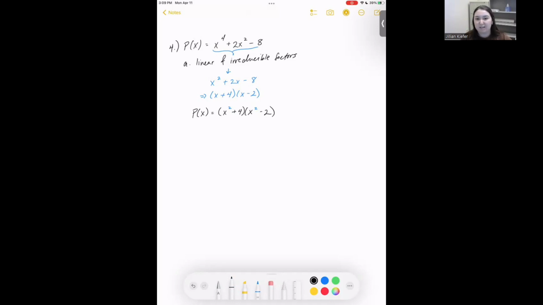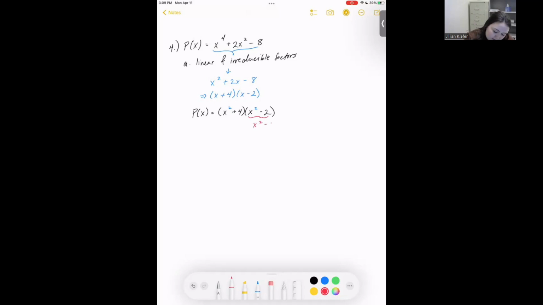So we've got p of x is equal to x squared plus 4 times x squared minus 2. We can notice some things off the bat. One is the sum of squares, and the other is the difference of squares. First, we're going to focus on x squared minus 2. This is the difference of squares. 2 isn't exactly a square, but it is technically the square of the square root of 2. Either way, you can set this factor equal to 0 and solve for x.